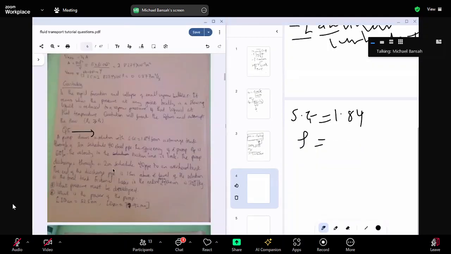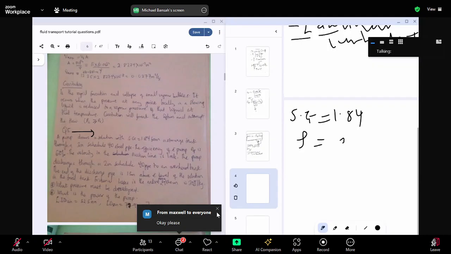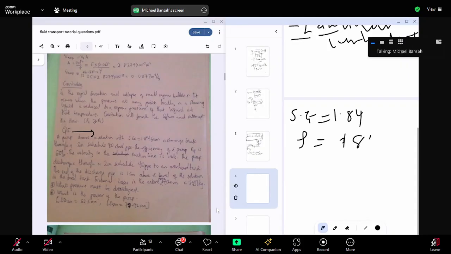Okay, so the specific gravity is 1.84 times 1,000, which will give us 1840. And you know the units, kilogram per meter cube.